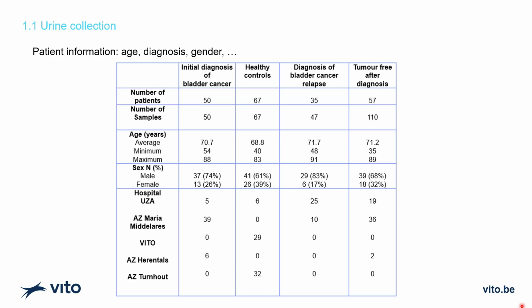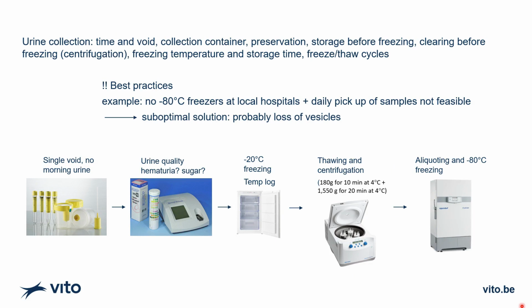Also the facts about your sample. How long was your sample on the bench before it was frozen? All of these things, register them so that at the end of your experiment, if you find some odd results, you can go back to all of those data and find out where it went wrong or what happened in your analysis.